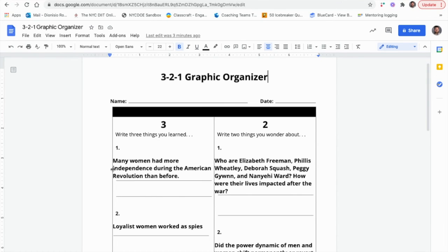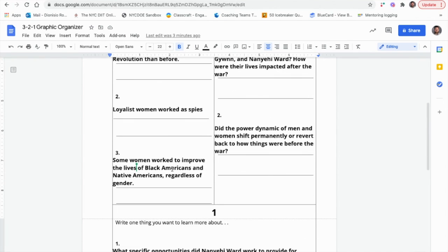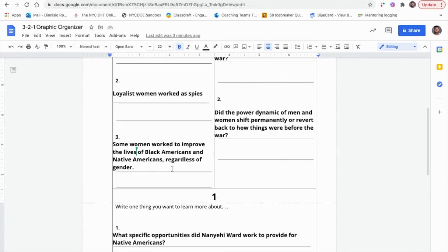All right, so now we have taken the time to write 3 things that we have learned, 2 things that we wonder about, and our final step is to write 1 thing you want to learn more about. For example, on my graphic organizer, I wrote, what specific opportunities did Nadia Ward work to provide for Native Americans?